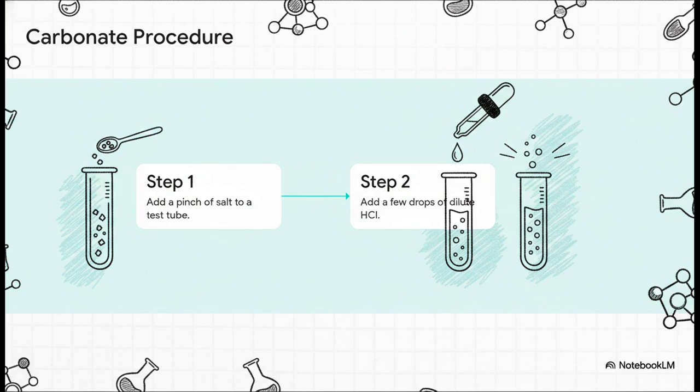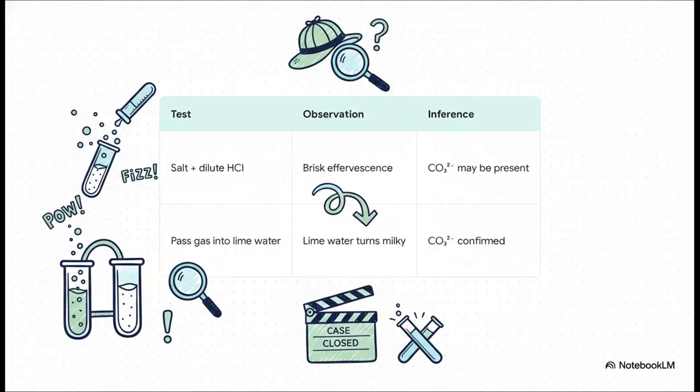The procedure itself is super simple. We just take a tiny bit of our mystery salt, drop it in a test tube, and add a little dilute hydrochloric acid. And now, we watch. We watch very, very closely to see what happens. And this is where our 3-step mantra really shines.